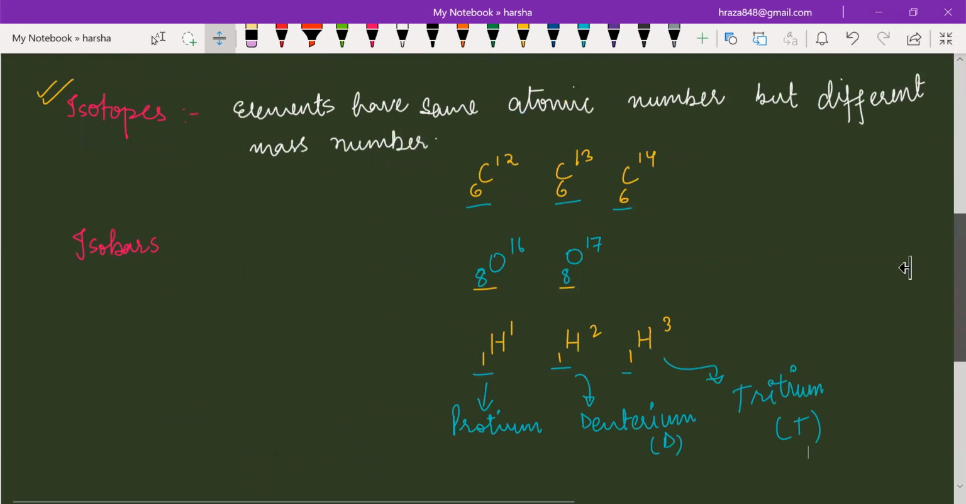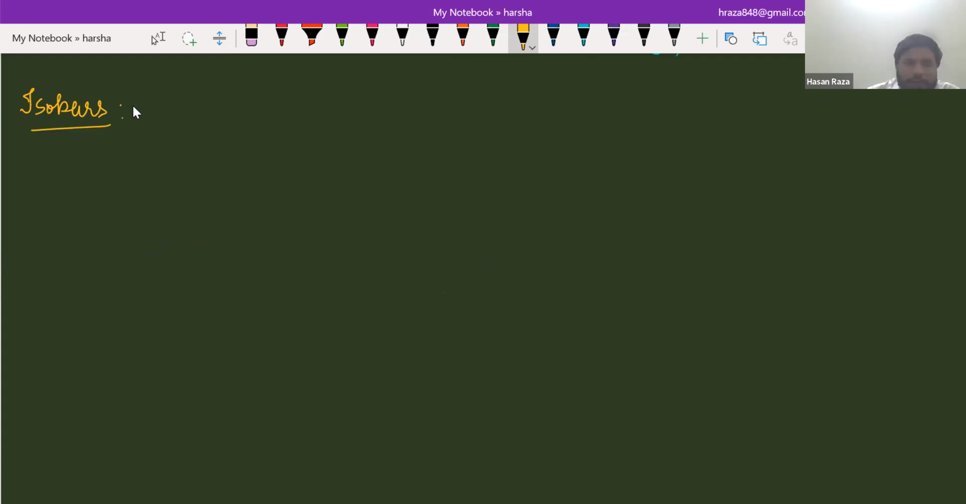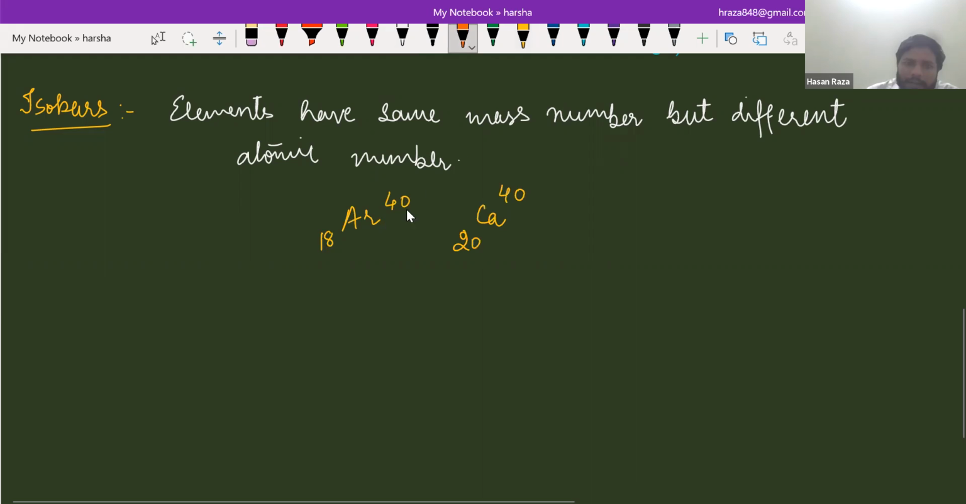You are also done with this, right? Then we are going to talk about isobars. Now see, isobars. Elements having the same mass number but different atomic number are called isobars. For example, argon has an atomic number 18 and its mass number is 40. In the same way, calcium has an atomic number 20 and its mass number is 40. So elements which have the same mass number but different atomic number have a relationship that is called isobar.